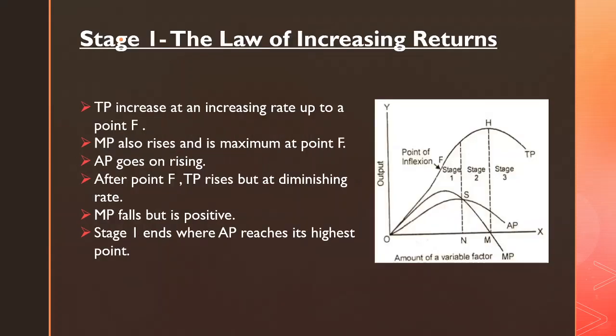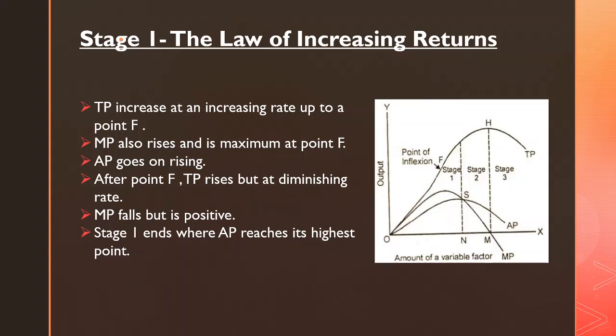Student, before studying the first stage, it is necessary for us that we know about the TP, MP and AP. What is the TP? TP is the total production. Total production refers to the total volume of goods produced during a specific period of time. Average production or average product. Average product can be known as dividing total product by the total number of units of the variable factors.